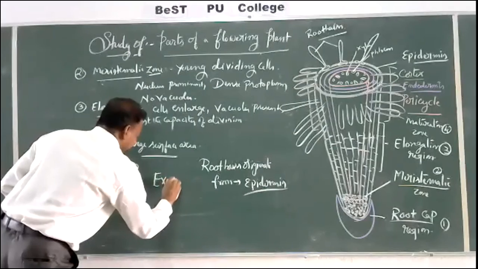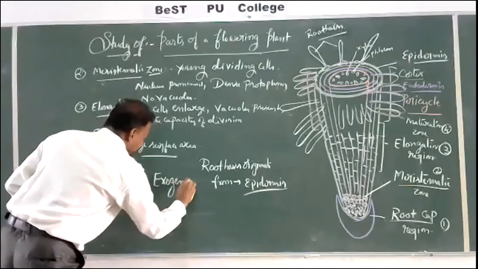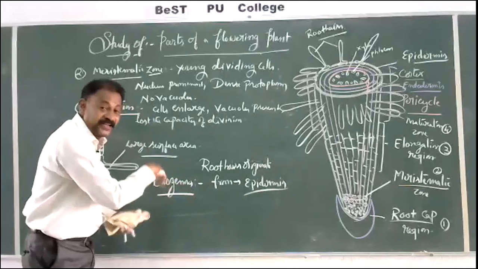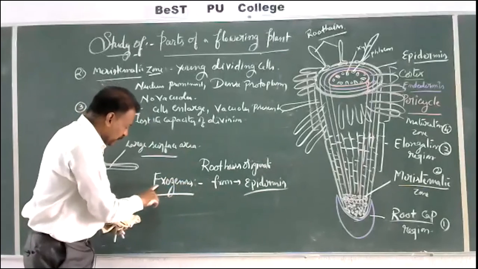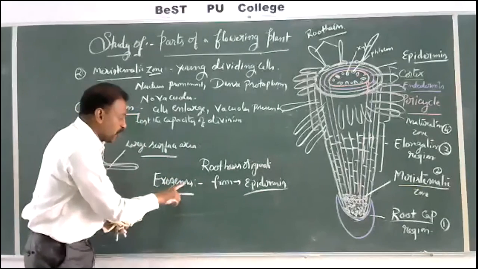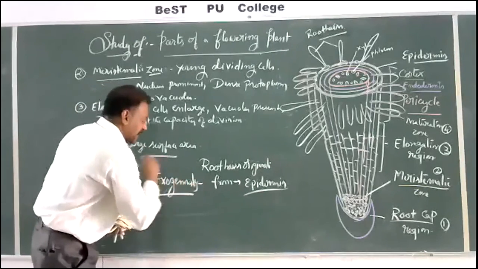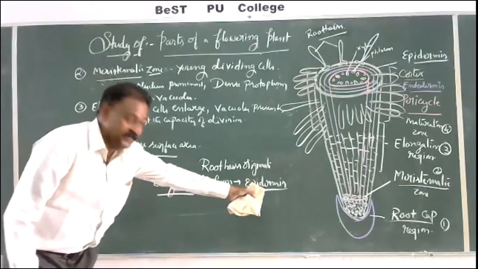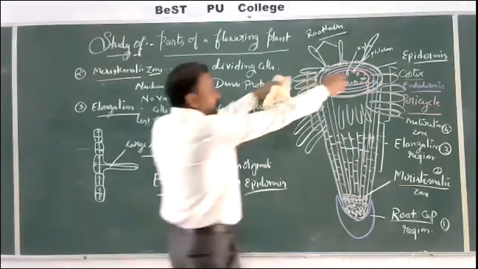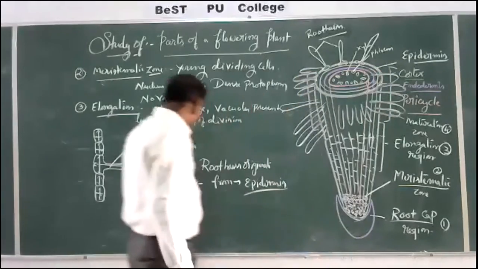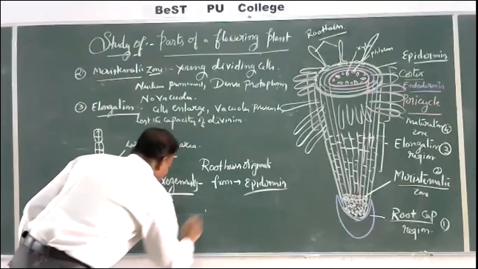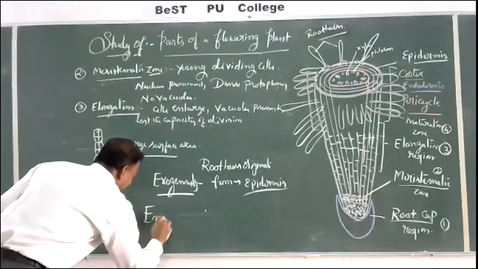So they were called exogenous. Exogenously produced. Exo means outside. E-X-O-G-E-N-O-U-S. Exogenously means when root hairs are developed from the epidermis. The epidermis is the outermost layer. Now, secondary roots are endogenous.